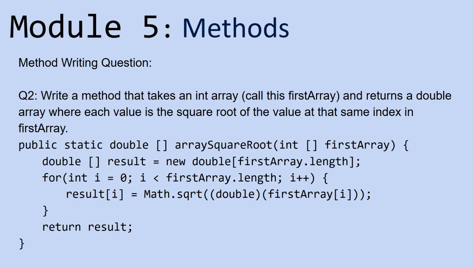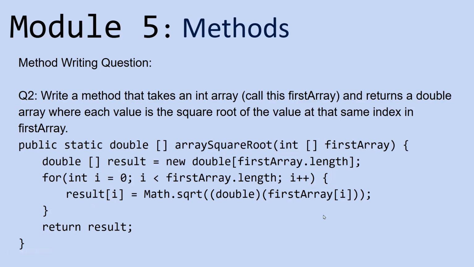So first step, I have to actually make the array that I'm going to return in my last step, right? So I just make a double array result equals a new double array. And of course, it has to have the same length as first array since each value in result is going to correspond to a value in first array, right? And then I make a for loop that iterates through first array. And then each index in result is going to be equal to Math.sqrt of that same value in first array.